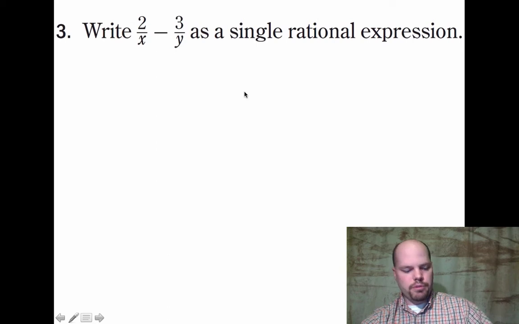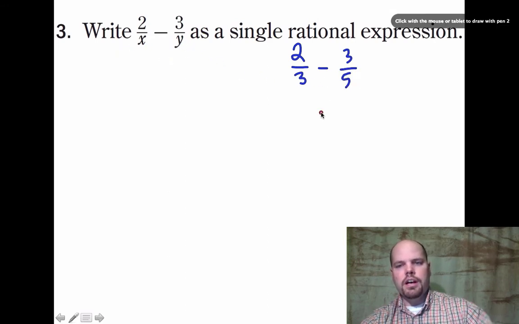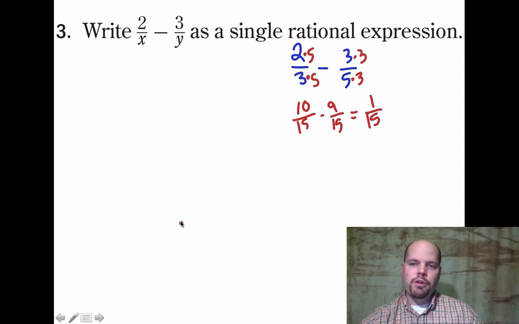So I would hope, let me try that again, 2/3 minus 3/5. I'm just saying x is 3, y is 5. You would need to get a common denominator, and the common denominator would be 15. So I would need to multiply this numerator and denominator by 5, and over here I need to multiply by 3 and 3, so that's like multiplying by 1. So this becomes 10/15 minus 9/15, which would be equal to 1/15, which is a long way away from 1/2.